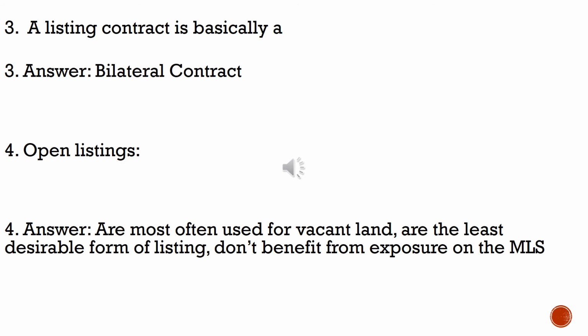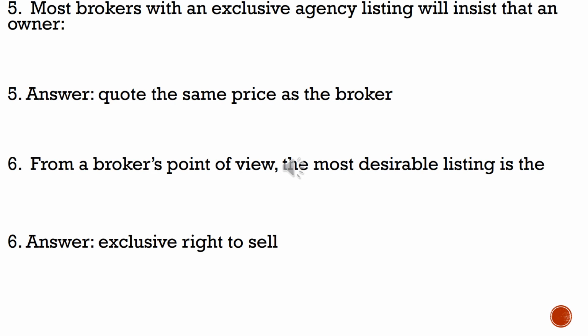Question number 4. Open listings? Answer, are most often used for vacant land or the least desirable form of listing, don't benefit from exposure on MLS. Question number 5. Most brokers with an exclusive agency listing will insist that an owner? Answer, quote the same price as the broker. Question number 6. From a broker's point of view, the most desirable listing is the? Answer, exclusive right to sell.